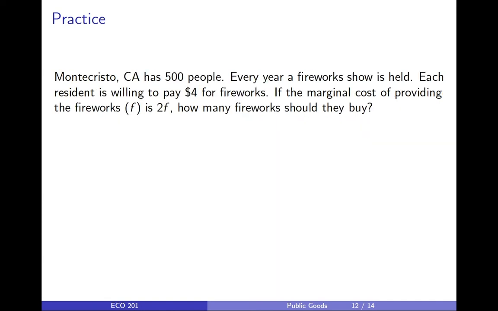This question will demonstrate another way we can solve for the optimal level of a public good. Monte Cristo, California has 500 people. Every year a fireworks show is held. Each resident is willing to pay $4 for fireworks. If the marginal cost of providing the fireworks F is 2F, how many fireworks should they buy?